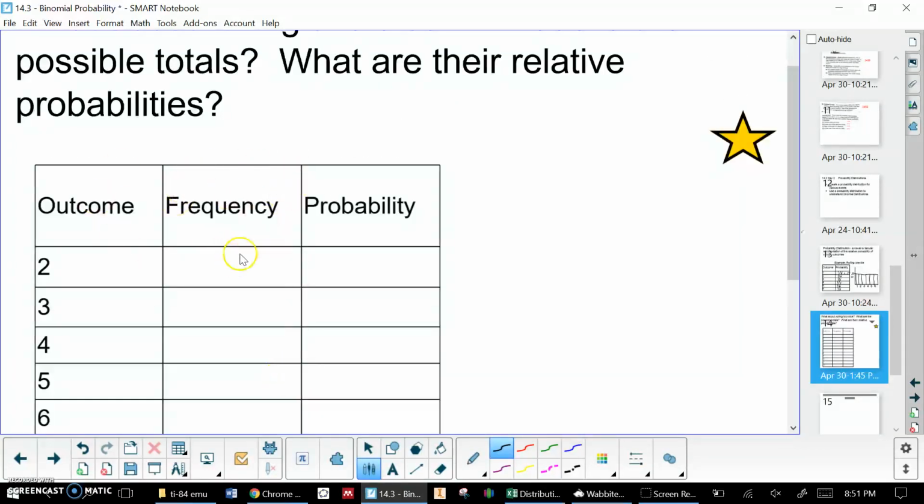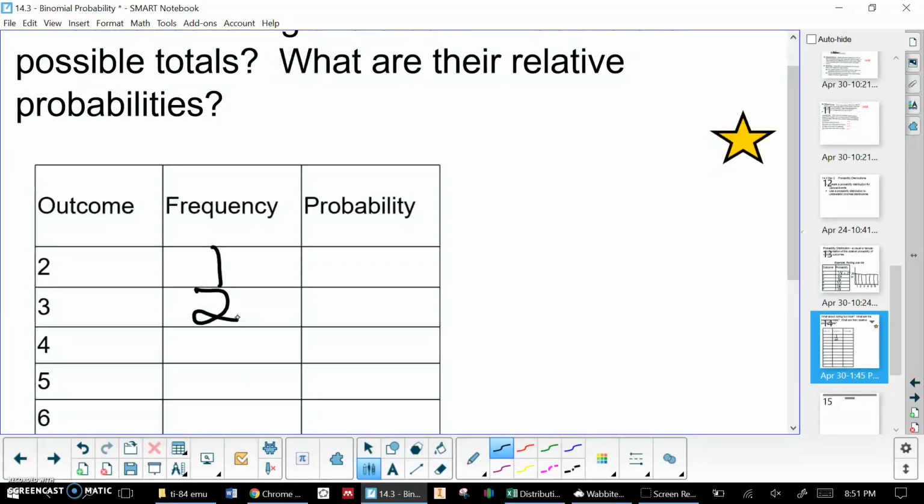So the first thing I want to look at is just how many different ways can you get each of these. So for a 2, there's only one way to get it. You can get a 1 and a 1. For a 3, however, you can get a 2 and a 1, or a 1 and a 2. There's 2 different ways to do that.